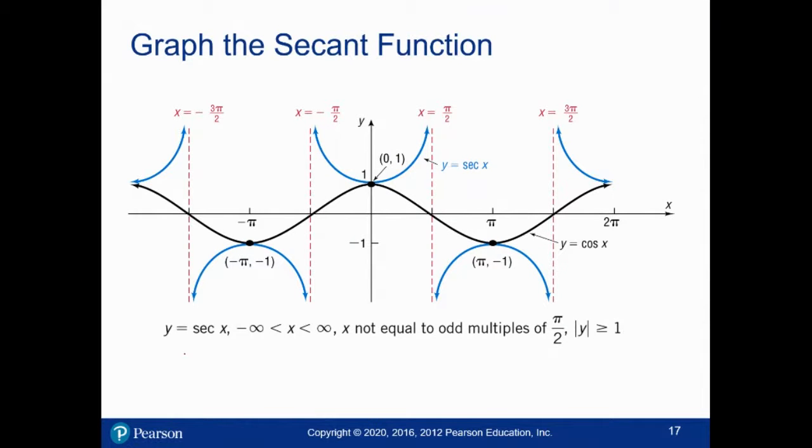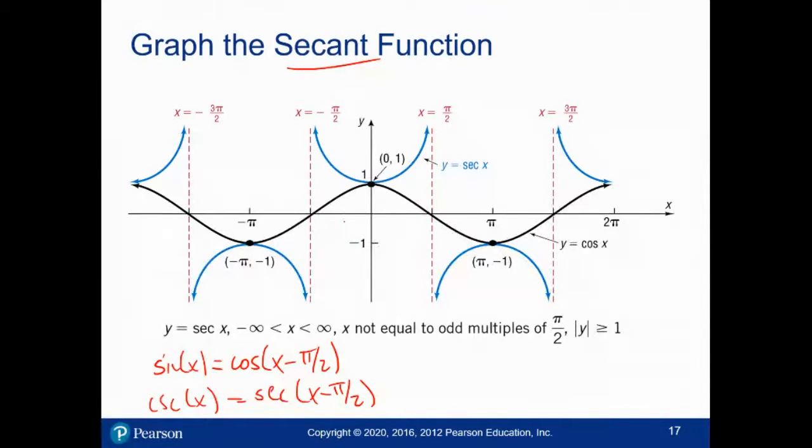So we've established that the sine of x is just a horizontal shift of the cosine curve. This means the cosecant is also a horizontal shift of the secant. So this secant function is really just the same thing we just drew, but shifted left by pi over 2.